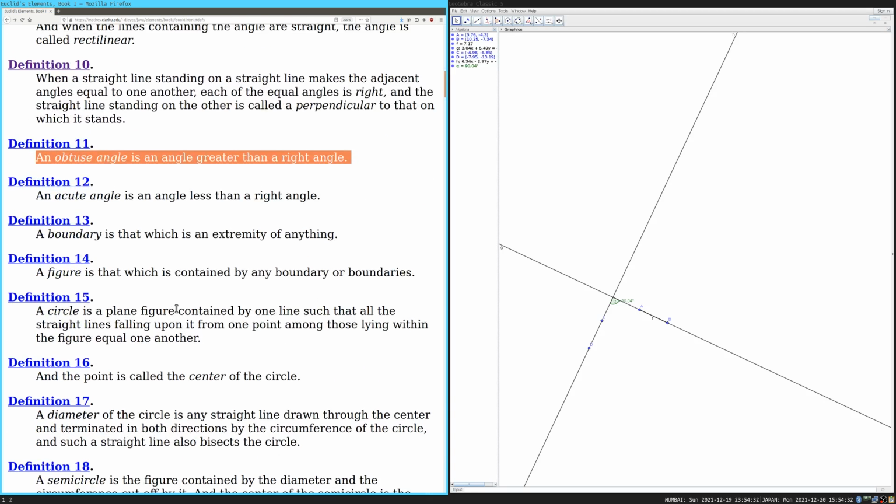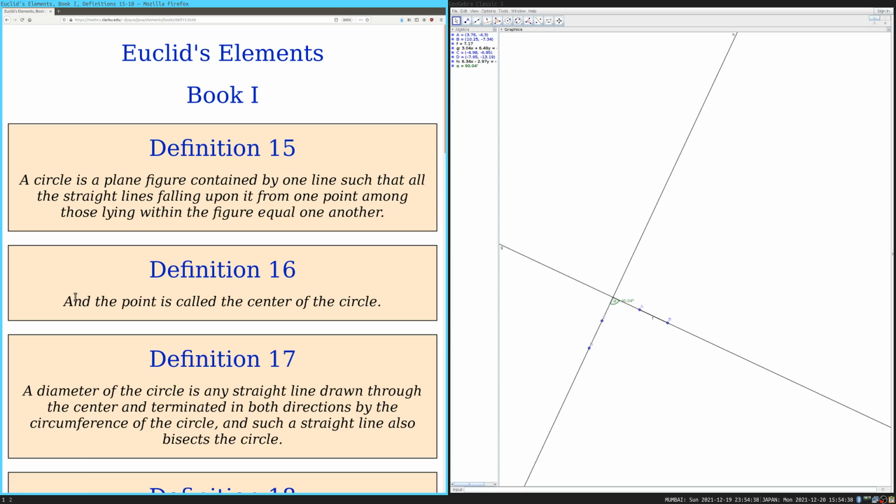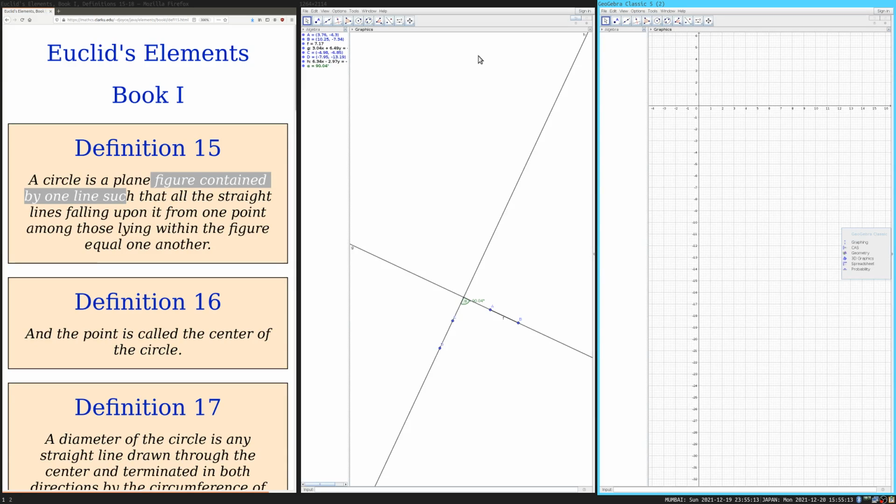A circle is a plane figure contained by one line such that all the straight lines falling upon it from one point among those lying within the figure are equal. Right, okay, the boundary of the circle, or the circle itself, is called a line, not a curve, such that all those straight lines... I see.